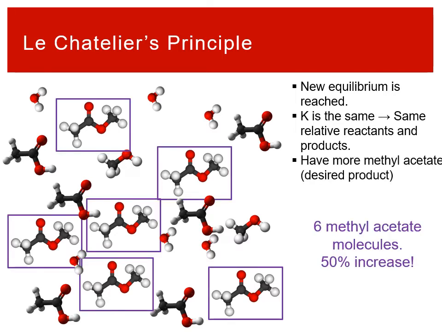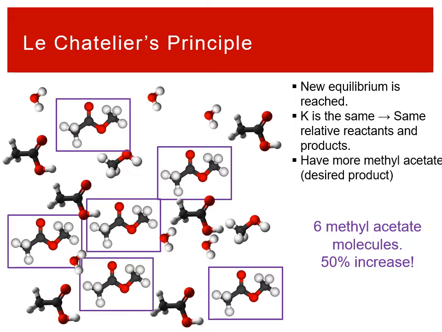But I have more methyl acetate. What I was trying to make was methyl acetate, and that's all I care about. So I have 6 methyl acetate molecules. That's a 50% increase. That would be a benefit to me. So this is one of the things that we can do to drive equilibriums. We can force equilibriums to shift.